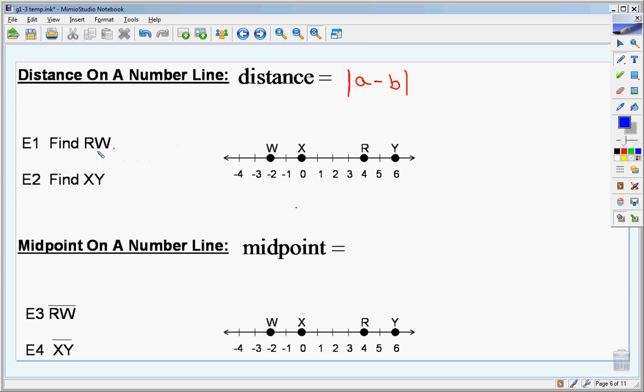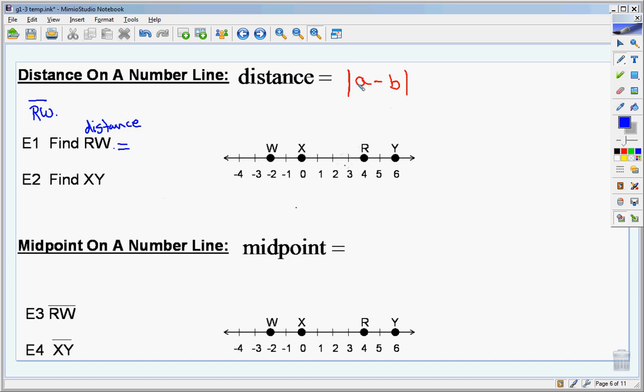I gave you a brief idea of what this actually represents on Friday. I said this and this have two different meanings. This is red, the segment RW. When it says find RW, they're saying find the distance or the length of RW. In other words, RW in this case represents a variable. We're looking at actual length.